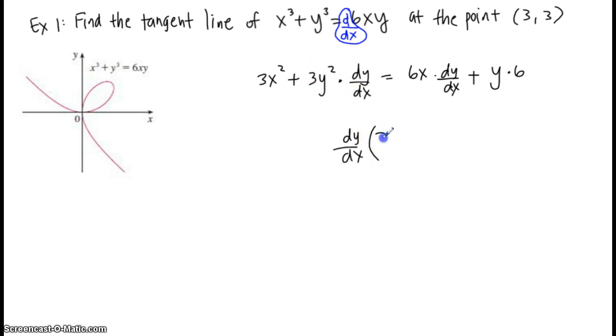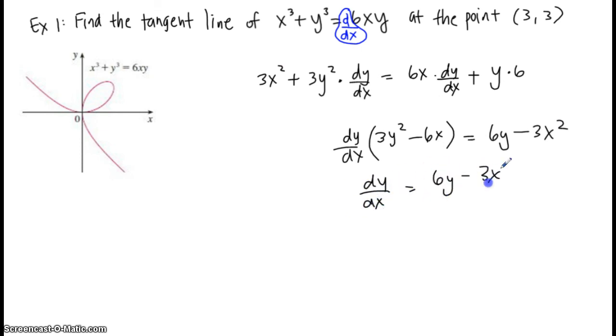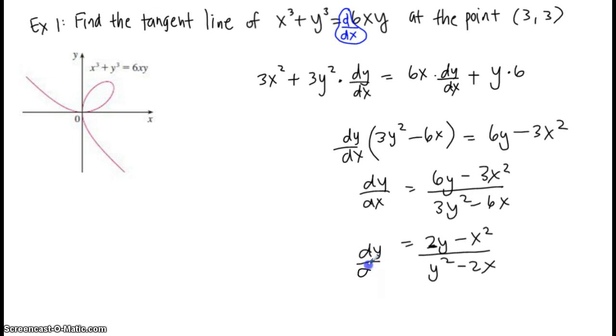That means I had the 3y squared minus 6x on this side. So I move this term over that way and factor it out. I'm going to move minus the 3x squared. Actually, I'm going to say the 6y here, minus the 3x squared here. You can pause it if you need to figure out which steps I skipped. I did skip a lot. 3y squared minus 6x. I am going to factor out all of those 3's, 2y minus x squared over y squared minus 2x. Equals dy/dx.